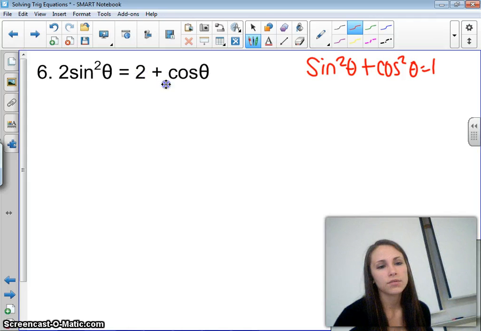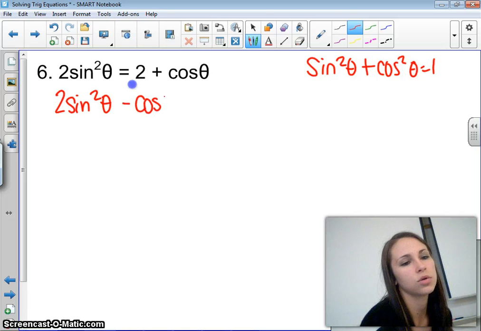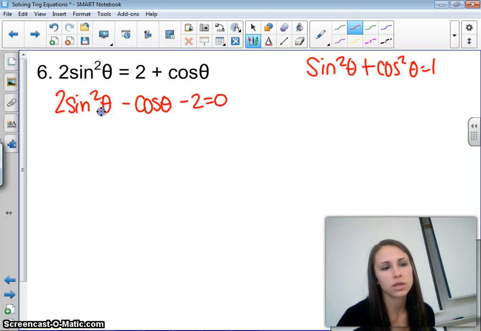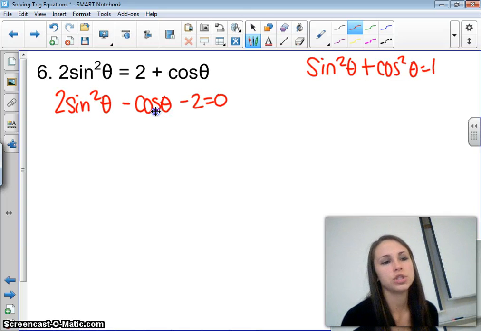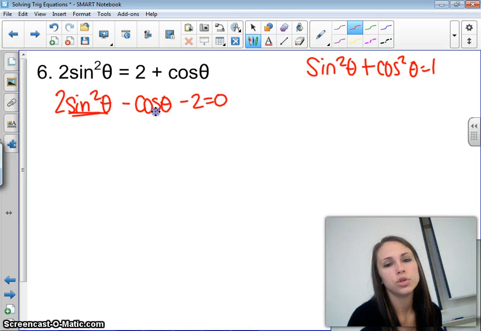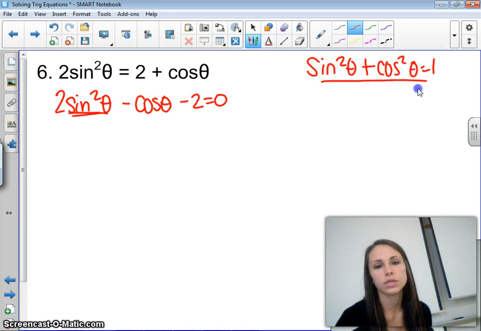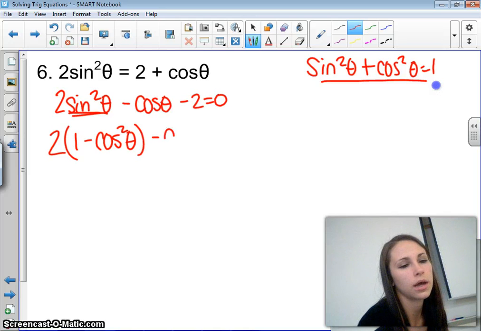And if I were to get everything set equal to 0, so if I were to go ahead and move everything over and make this minus cosine minus 2 equals 0, I would need to be able to backwards FOIL this, and I can't with it being sine and cosine in the same problem. So I need to change this sine squared using this identity. And so sine squared is going to equal 1 minus cosine squared. And so I'm going to plug in 1 minus cosine squared right here for sine.